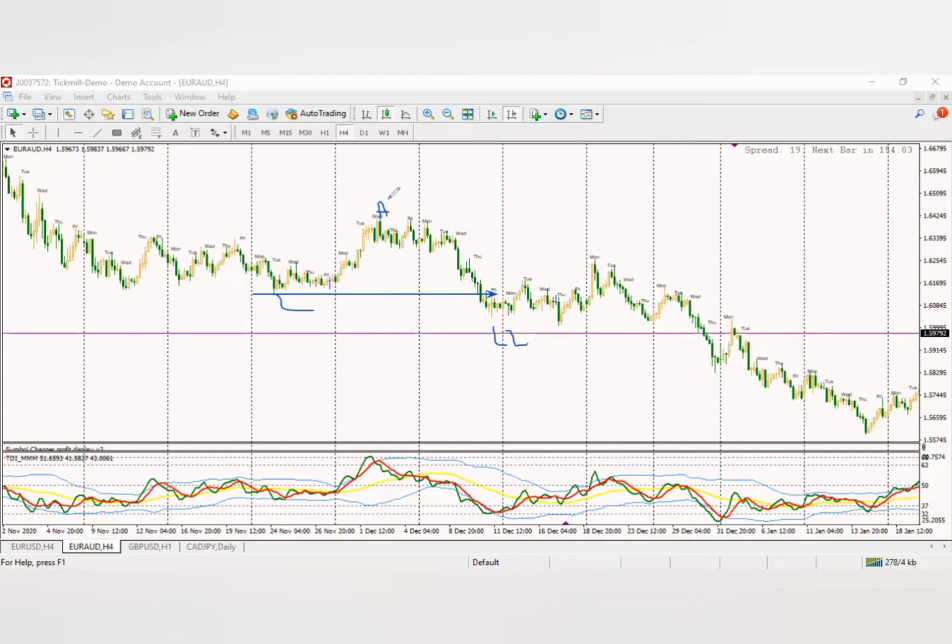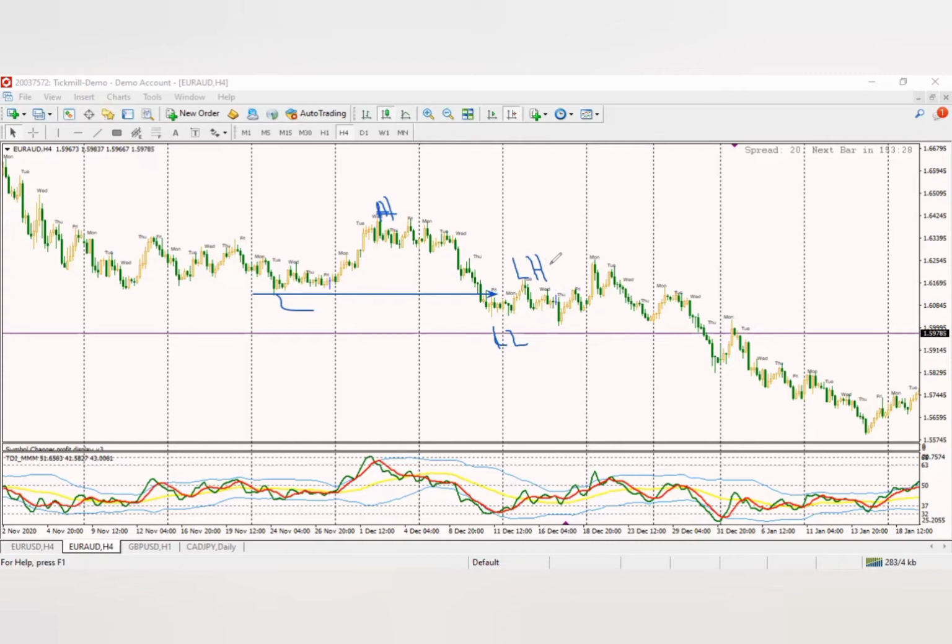Why did I call this a lower low? I call this a lower low because this is a low. This is another low. This low is lower than this low. So we are going to call this a lower low. Then the market retraced and gave us what? A lower high.